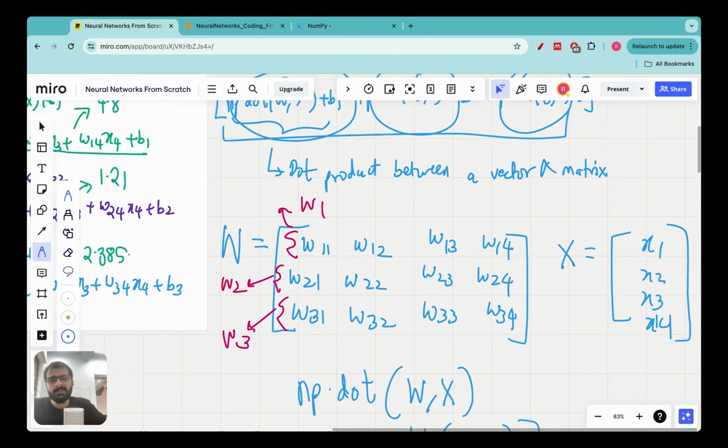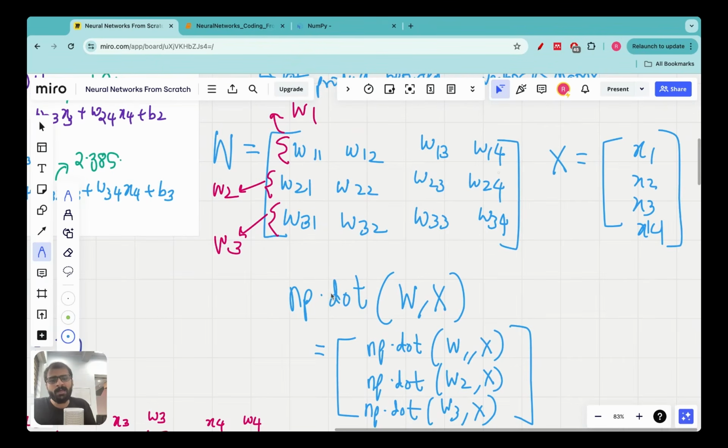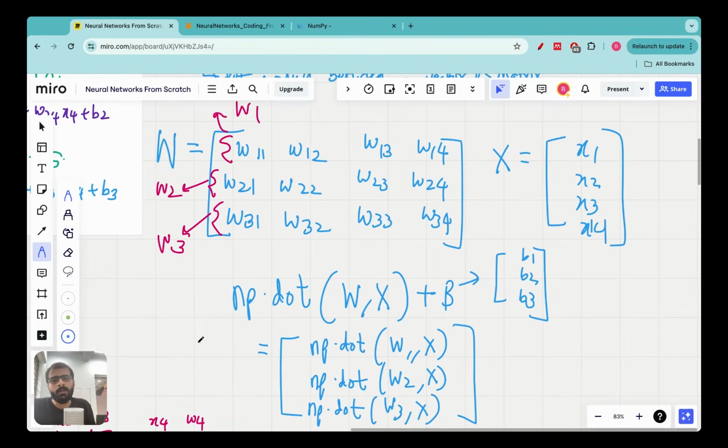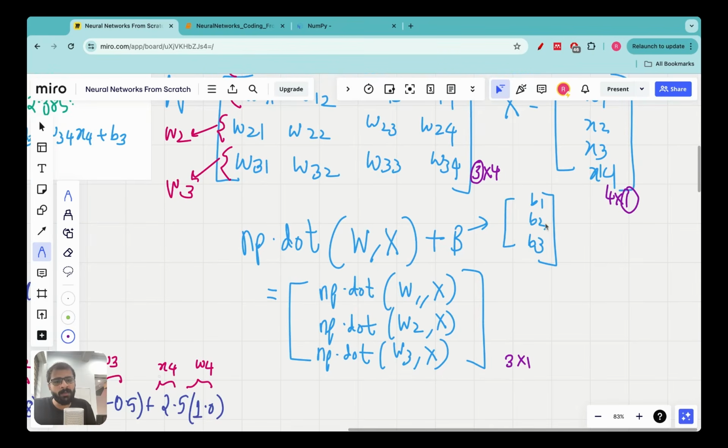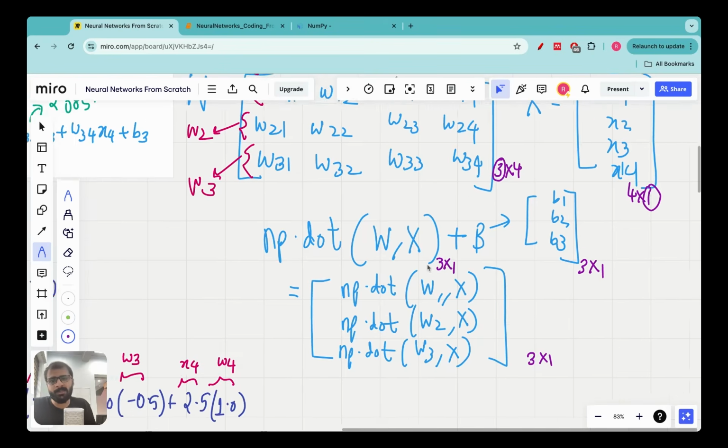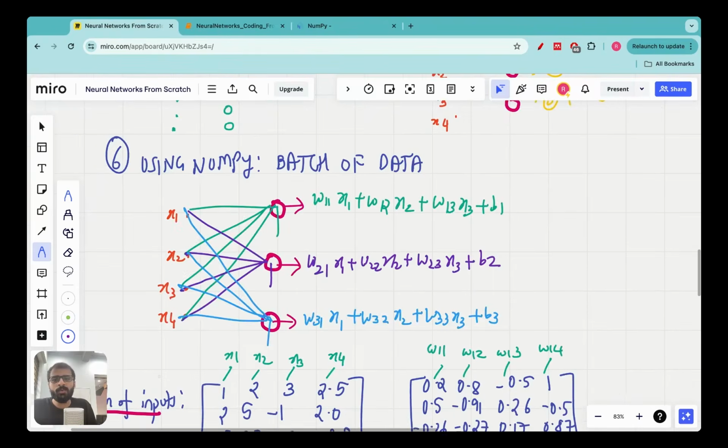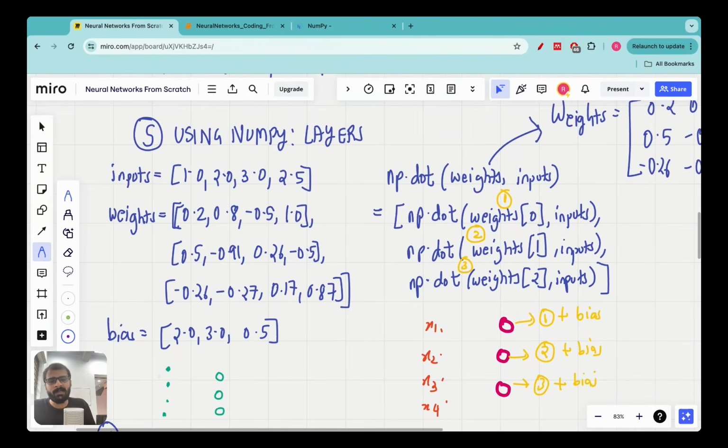So now we don't have to write this explicitly. The output of the layer can just be expressed as np.dot(w, x) plus b, where b is the collection of bias terms b1, b2, and b3. And what is the resultant dimension of this dot product? This is 3 by 4 and this is 4 by 1. So the resultant dimensions will take the rows of the first matrix and the columns of the second. So it will be 3 by 1. And the bias is also 3 by 1, so we can actually add these two vectors with each other. And that is exactly how the operations are done when we consider layers, right?